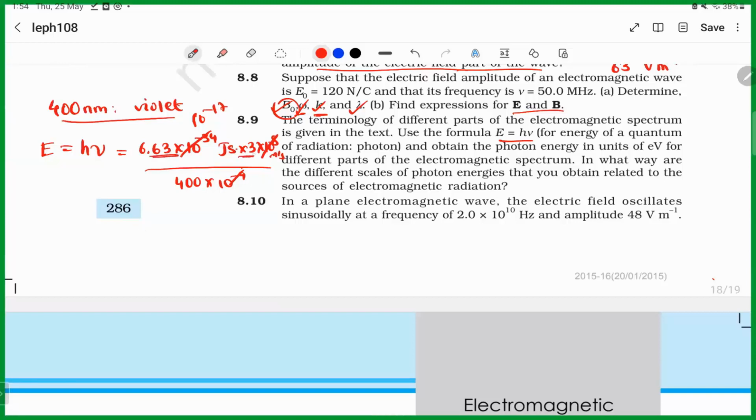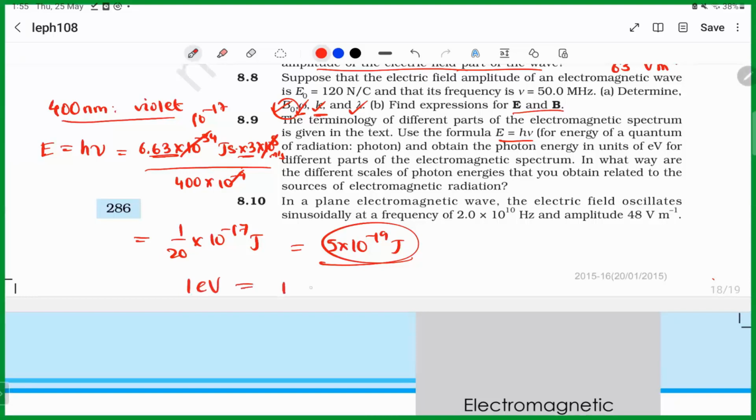You're running at 6.63 × 3, which is around 20. So this is roughly around 5 × 10⁻¹⁹ joules. This is an extremely tiny quantity of energy, and therefore we normally do not prefer to use the unit joules, because humans are not very good at dealing with extremely small numbers, right? So we want to deal with reasonable numbers. So what we do is we convert it to electron volts.